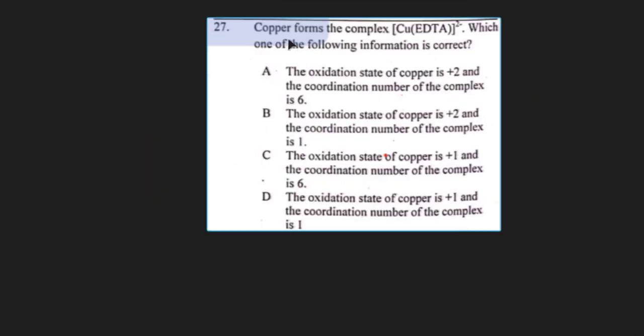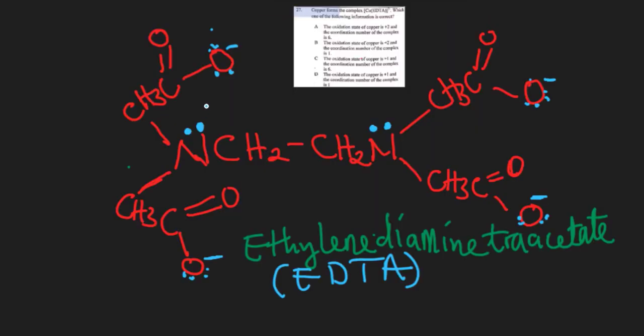Question 27. Copper forms the complex shown. Which one of the following information is correct? So let's analyze the complex. This is the complex in an open form, EDTA, called ethylenediaminetetraacetate. It is said to be a hexadentate ligand because it has 6 different atoms with lone pairs, 4 oxygen atoms with lone pairs and 2 nitrogen atoms with lone pairs of electrons. So it is a hexadentate ligand.